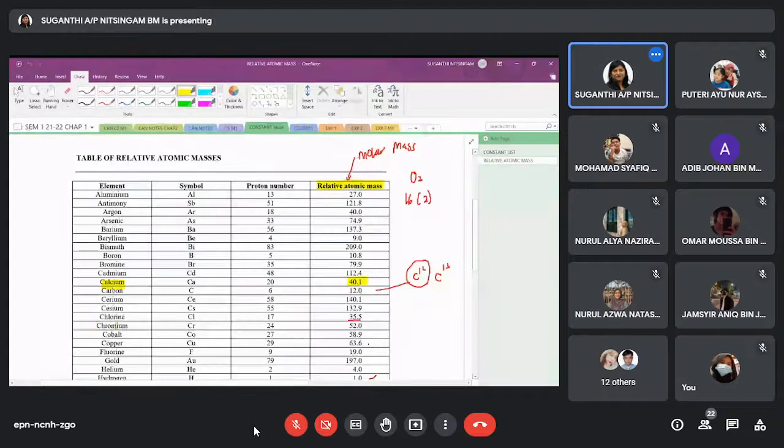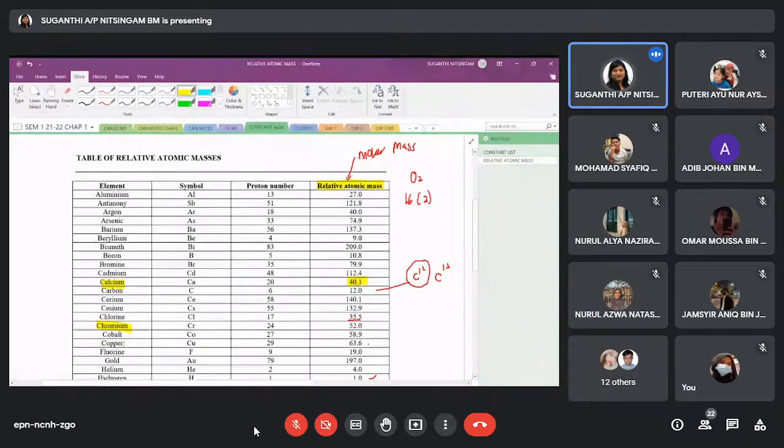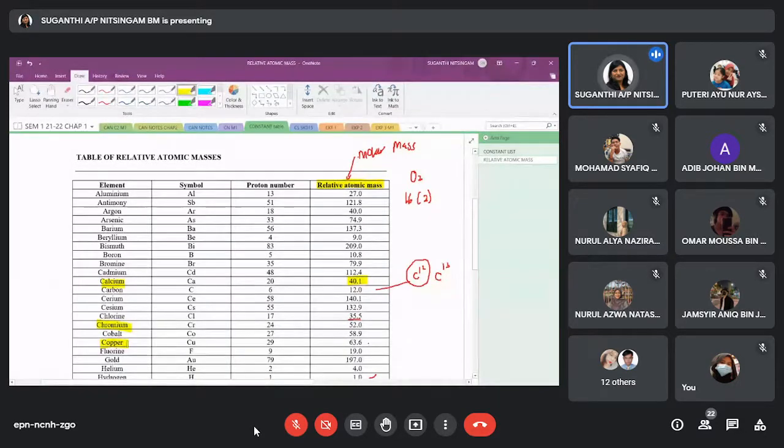Chromium. Copper. Kalau dia suruh beri nama memang kena eja. Kalau tulis simbol mungkin tak dapat markah masa exam kalau dia betul-betul tengoklah. Okay, so biasakan dirilah setiap kali tulis.